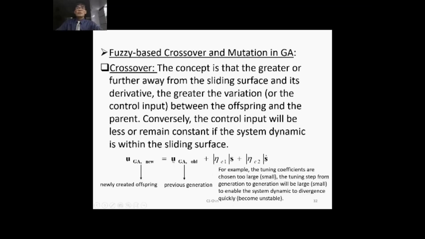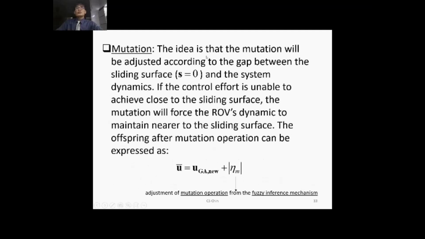So you can see that the UGA old refers to the previous generation, the UGA new refers to the newly created offspring. For mutation, the idea is that the mutation will be adjusted according to the gap between the sliding surface and the system dynamics. So if the control effort is unable to achieve close to the sliding surface, the mutation will force the ROV dynamics to maintain nearer to the sliding surface. So the offspring after mutation operations can be expressed as such.